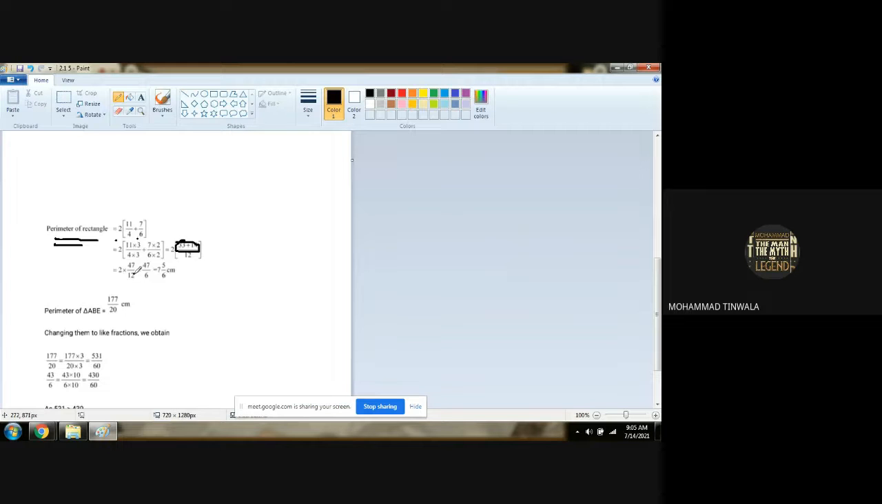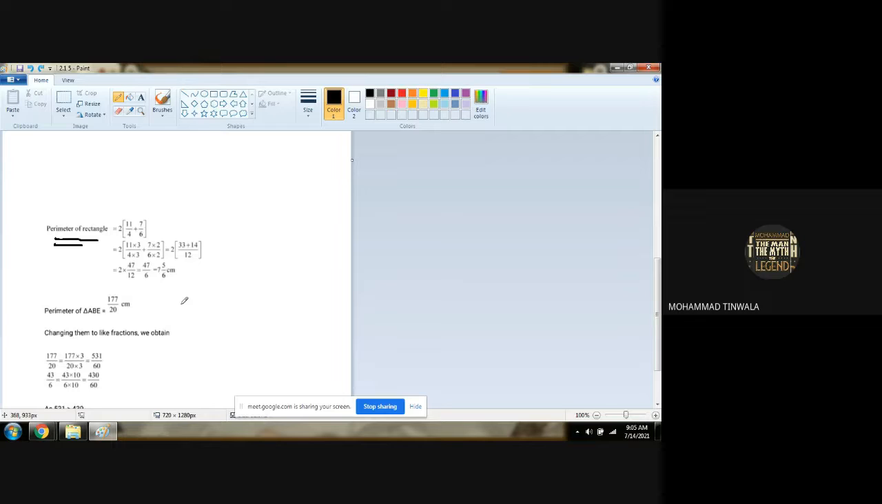Got it? Now 12: 2 sixes are 12, 2 ones are 2. So you got 47/6. Can you ever get 47 marks in a 6-marks test? No, sir. So you have to convert that into a mixed fraction. So your answer is 7 integer 5/6. That is the perimeter of the rectangle.